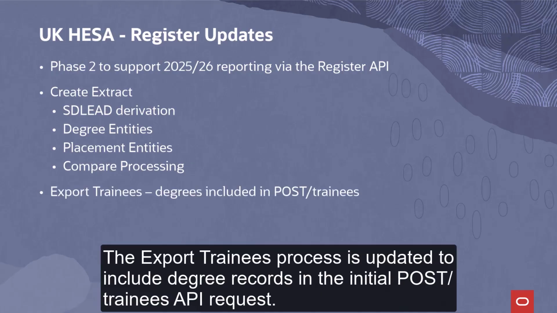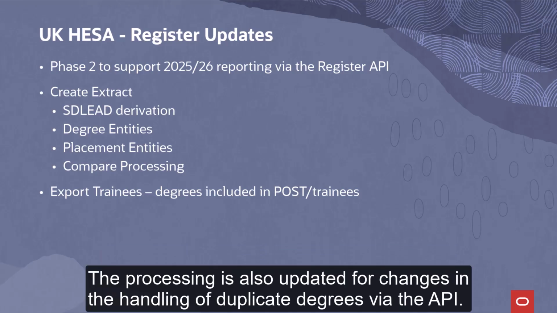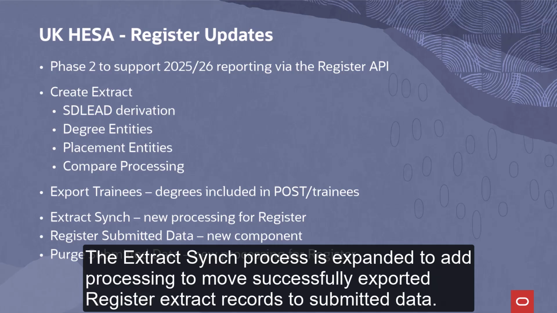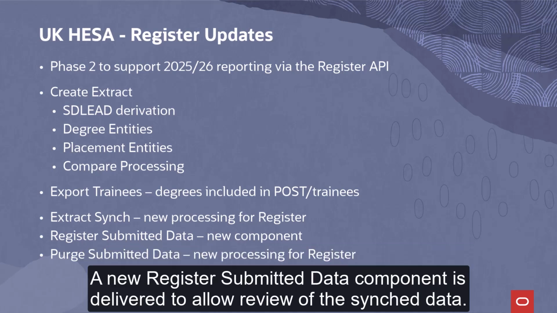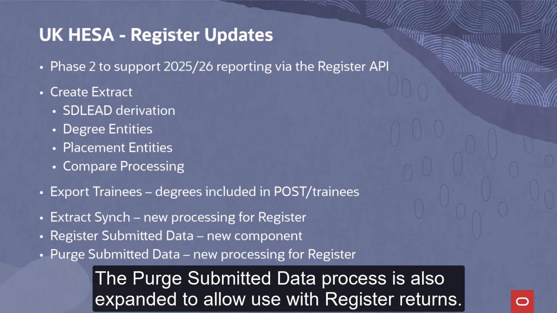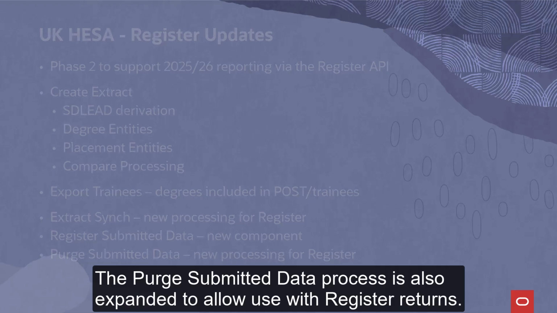The Export Trainees process is updated to include degree records in the initial post-trainees API request. The processing is also updated for changes in the handling of duplicate degrees via the API. The extract sync process is expanded to add processing to move successfully exported Register extract records to submitted data. A new Register submitted data component is delivered to allow review of the synced data. The purge submitted data process is also expanded to allow use with Register returns.